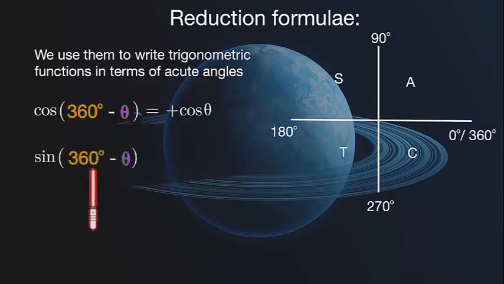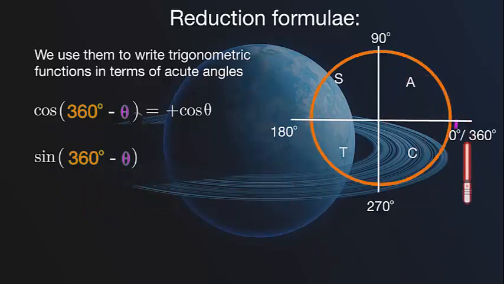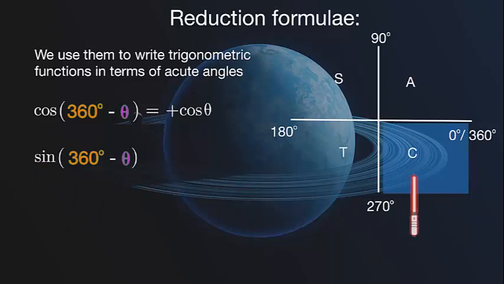The sine of 360 degrees minus theta is equal to, and let's quickly have a look. So again, we go 360 degrees and then minus theta. We're in the fourth quadrant and we are busy with sine, but in the fourth quadrant, sine is negative. So we write the negative sign, then we write sine and we write the acute angle, and there we're done.